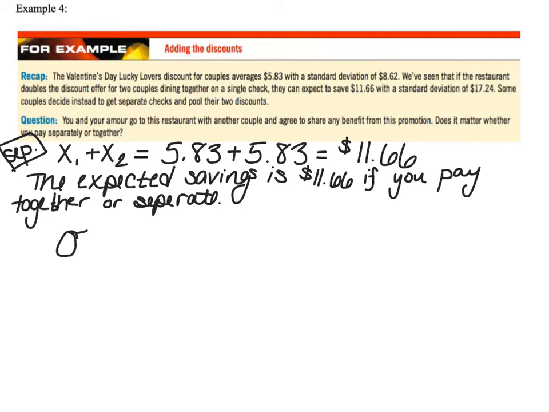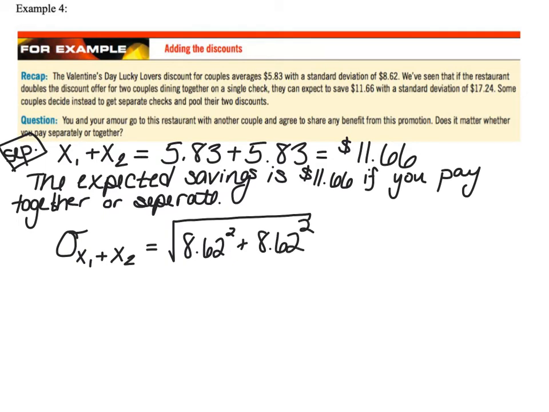Okay, so let's look at the standard deviation of paying separately. So the standard deviation of x1 plus x2 is equivalent to, we have to work off the variance, so the square root of 8.62 squared plus 8.62 squared, which would be the square root of about 148.6088, which is approximately $12.19.